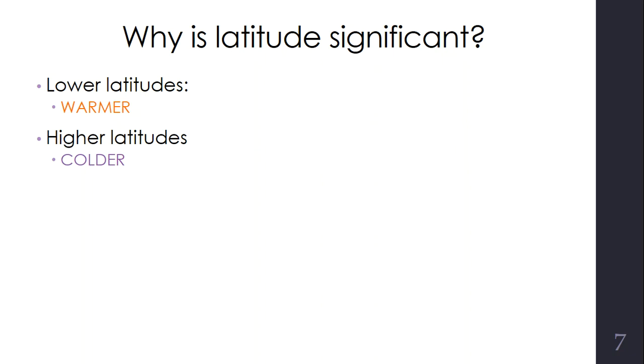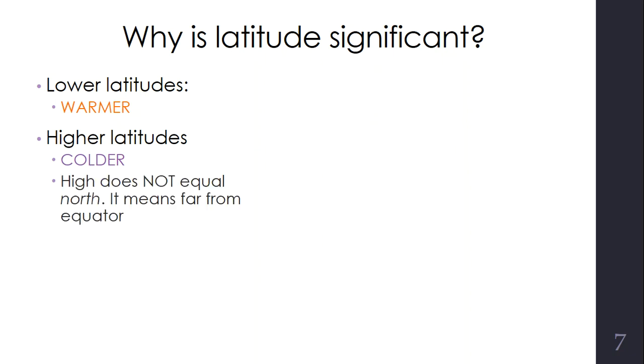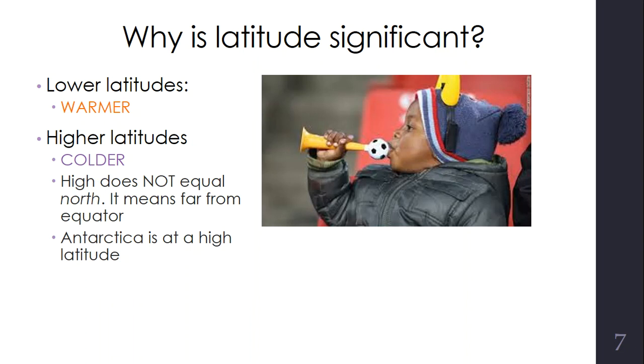And again, higher latitude does not mean north or south. The South Pole is at a very high latitude of 90 degrees and it is very cold. So just remember, high does not equal north. It means far from the equator. Antarctica is at a high latitude. And so people often get confused about this.